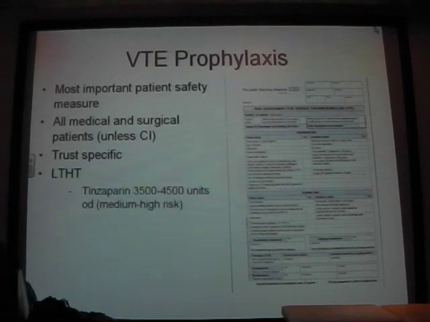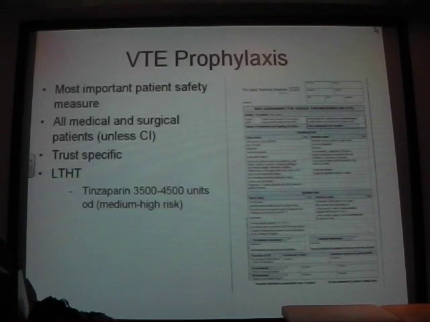You'll spend a lot of time filling these out as well, so it's worth just picking one up before you start work and having a good look through it. Depending upon risk, it's 3,500 to 4,500 units. But usually, as a general rule, pretty much everyone gets 4,500 units.